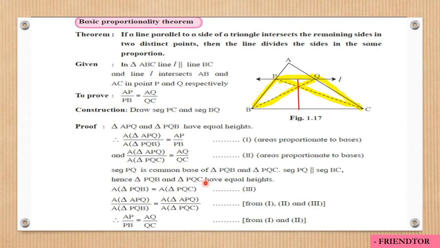When you have two triangles with equal base and equal corresponding heights, then their areas should be equal. Okay, because the formula of area is half into base into height. So if the base is the same and the height is the same, then the areas have to match. So these two triangles that we are talking about have equal areas. So this is our third point.